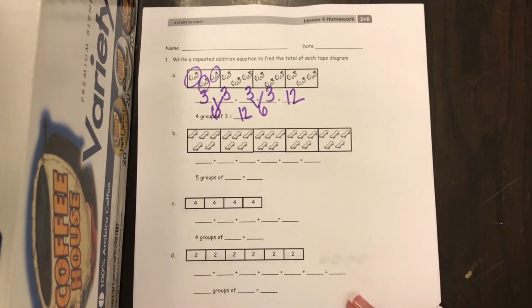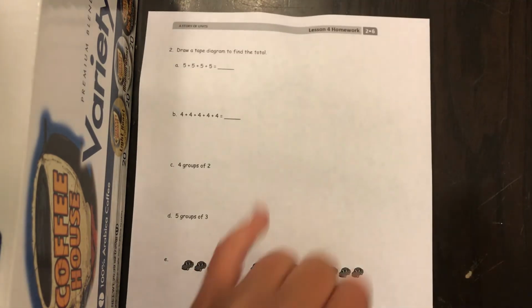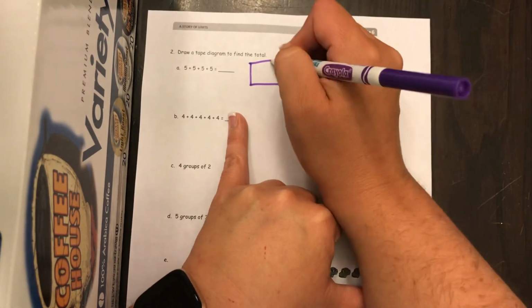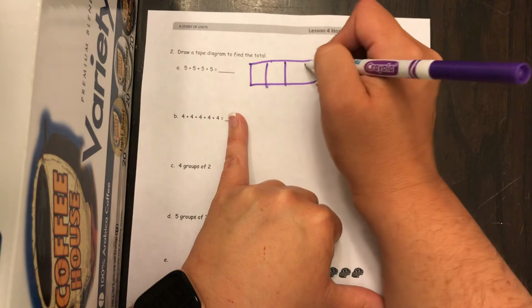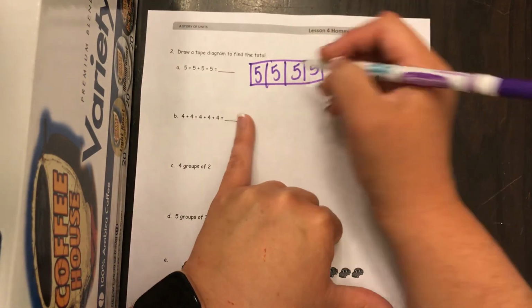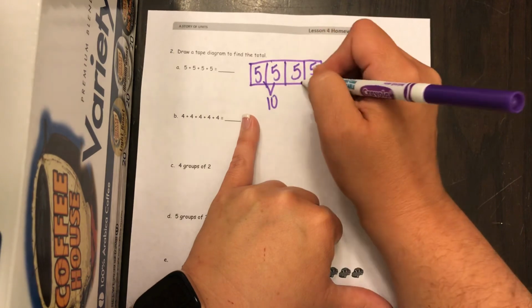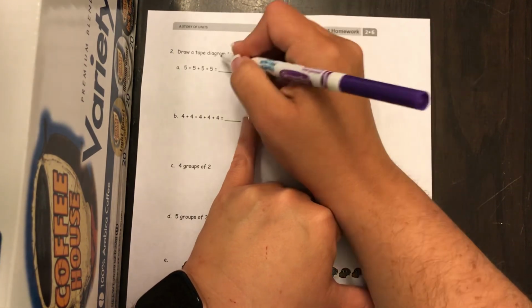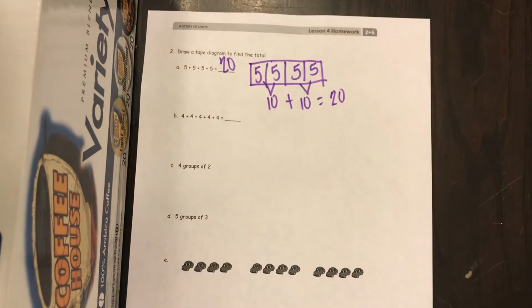Be doing the same thing down here. Here you're going to draw your tape diagram to match it. There are 4 groups of 5. 5 plus 5 is 10. 5 plus 5 is 10. 10 plus 10 is 20. And all the way down.